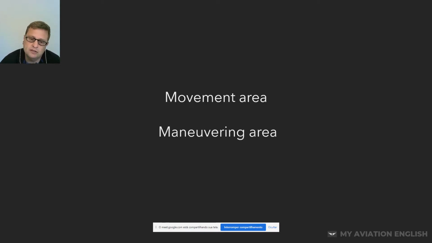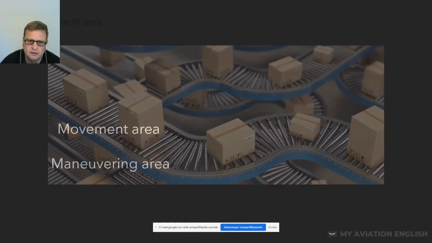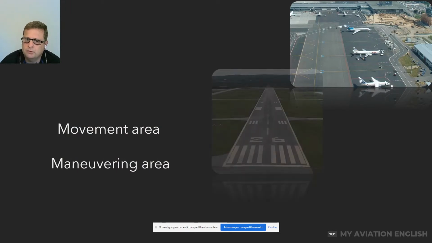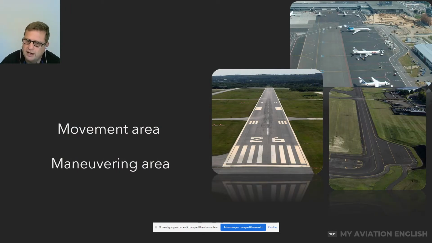So we have tarmac, the part of an airport. Movement area. Na verdade, essas partes são do movement area of the airport, área de movimento, ou maneuvering area, a área de manobra do aeroporto, onde vai taxiway, apron, runway, certo? Repete para mim. Movement, maneuvering. Movement area, maneuvering area. The apron, the runway, and the taxiway.